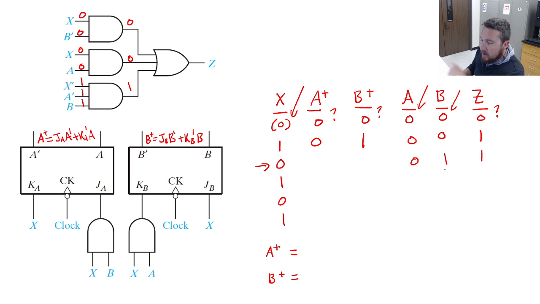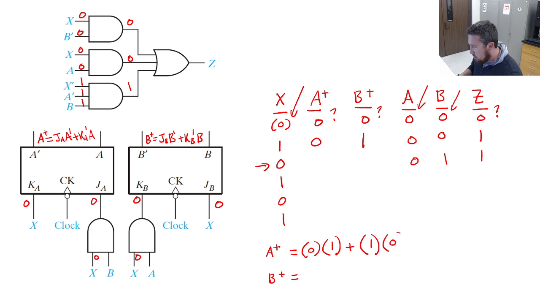Now we can figure out our A plus and B plus. So x is 0, so that's going to be a 0, a 0, a 0, and a 0, which means that JA and KB are both going to be equal to 0. But now we can figure out our A plus. JA is equal to 0, so we have 0, and A prime, so A is equal to 0, so A prime is equal to 1, or KA is equal to 0, so KA prime is equal to 1, and A is equal to 0, which means we're still here at 0 for A.